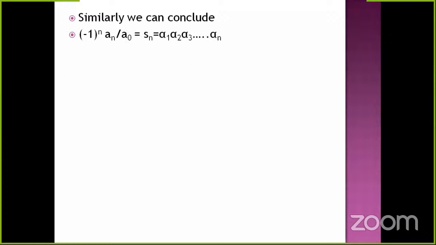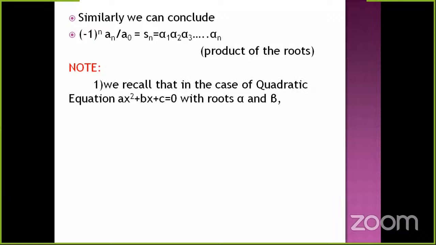Similarly, we can conclude for the general term, that is, minus 1 to the power of n, an by a0 is equal to Sn, that is equal to alpha 1 into alpha 2 and so on up to alpha n. It is the product of the roots, that is, all n roots. So note here we are deriving the relation for general n. Okay, for general n values we have derived.